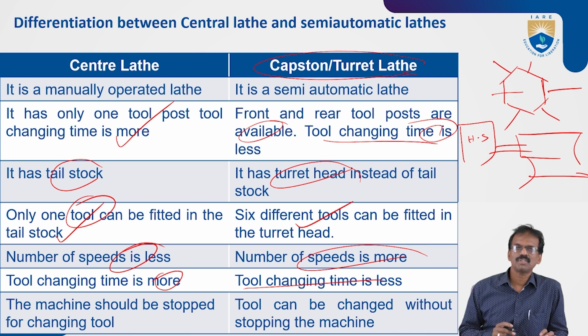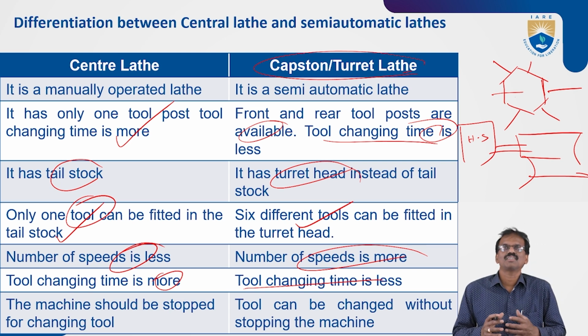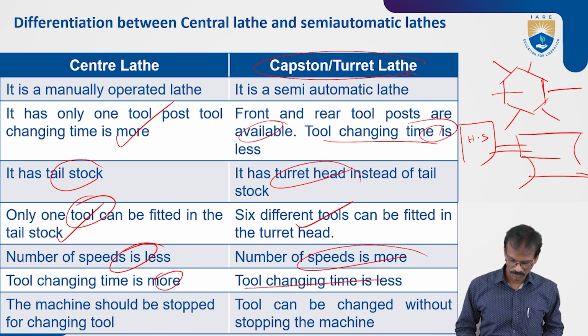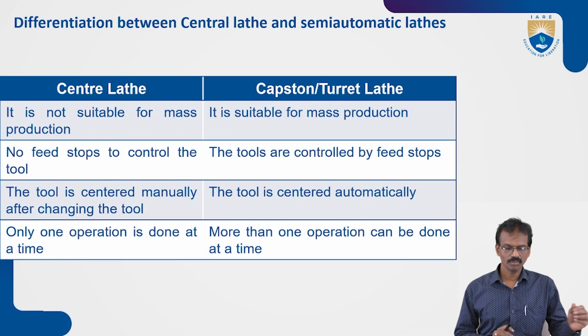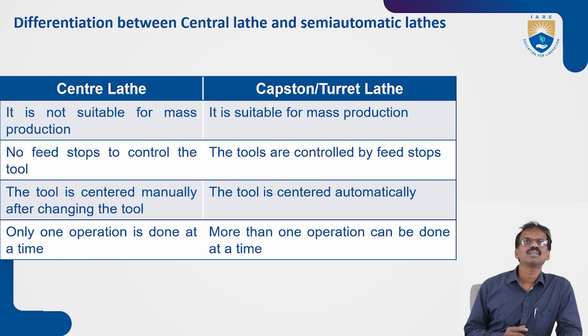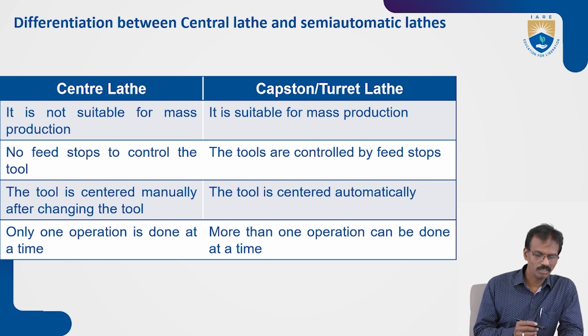But in the case of the capstan and turret lathe, the tool can be changed without stopping the machining. So those are the features of semi-automatic lathe machines. Now a few more differences we can observe here.